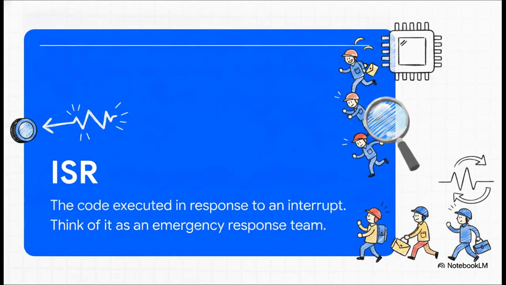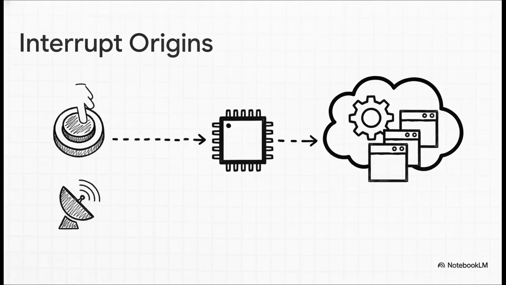Now that specific code it executes when it steps away is incredibly important. It's called an interrupt service routine, or an ISR. You can kind of think of the ISR as an emergency response team that's assigned to a very specific event. If a user presses a button, the interrupt triggers, the processor jumps straight to the ISR, reads that button state or updates a variable, and then boom, the emergency response team packs up so the processor can get right back to its normal execution. So where are these signals actually coming from?